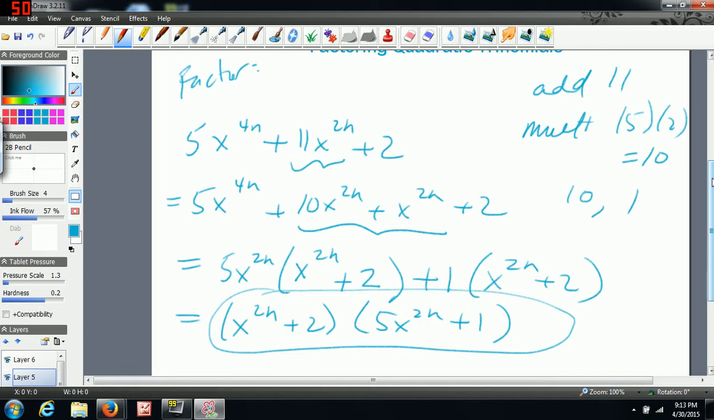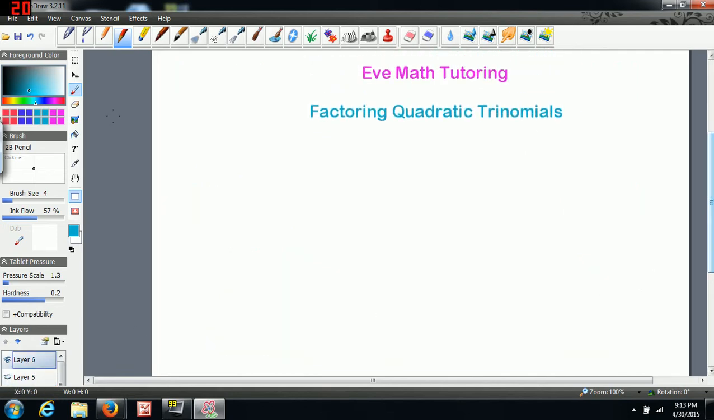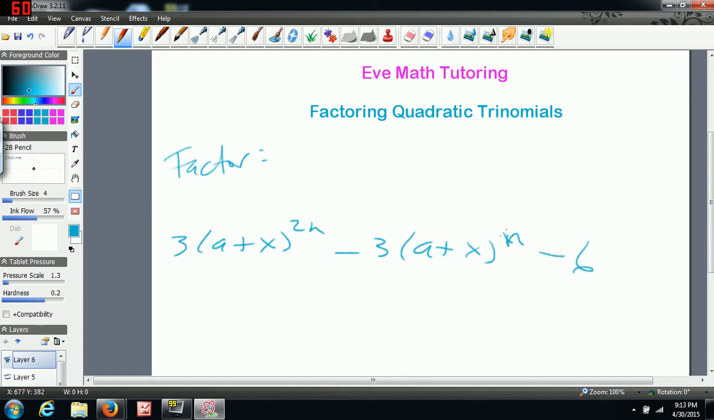Okay, so that's that one. Let me do one more that I think would be a little bit tricky. So say you had something like, factor 3a plus x to the 2n minus 3a plus x to the n minus 6. Okay, now what about this one?